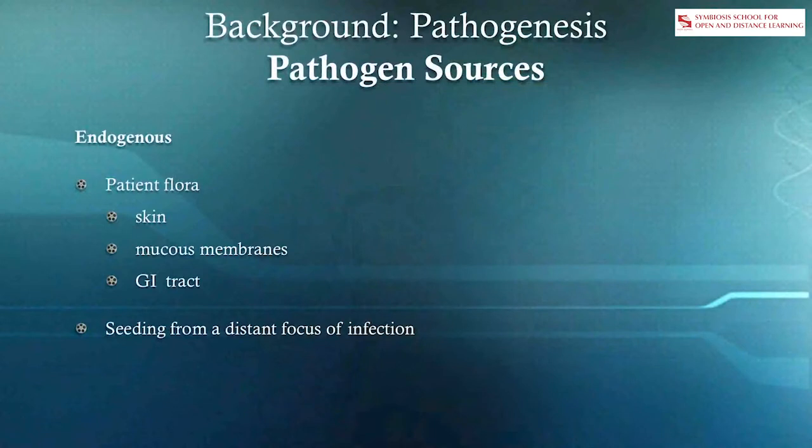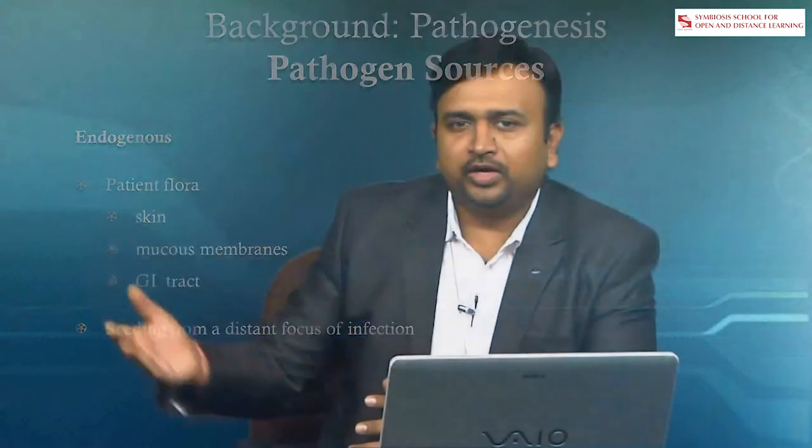So, pathogen sources. When it comes to SSI, you want to know what exactly the germ is which is causing a surgical site infection. It could be skin flora, meaning directly from the patient, or mucous membrane or GI tract, or it could be seeding from a distant focus of infection. So, if a patient has a concomitant urine tract infection and undergoes a surgery, and because of the secondary bacteremia of that urine tract infection, this gets seeded and causes an SSI. This also rarely happens.